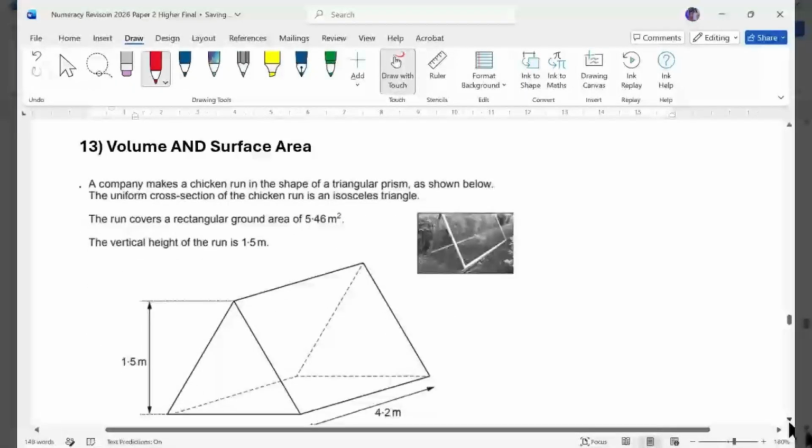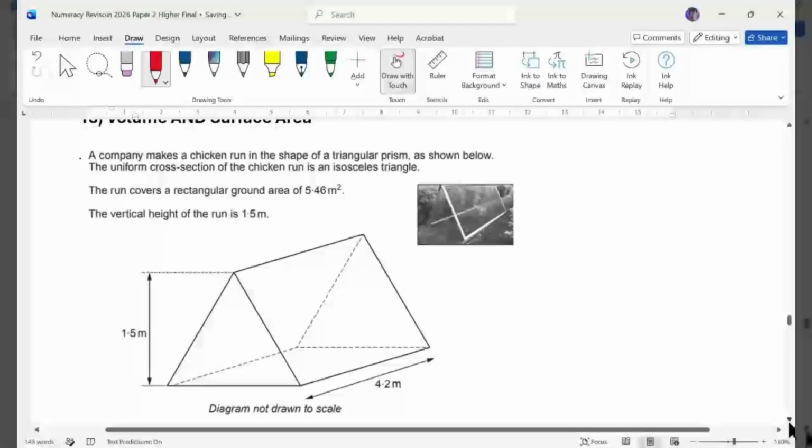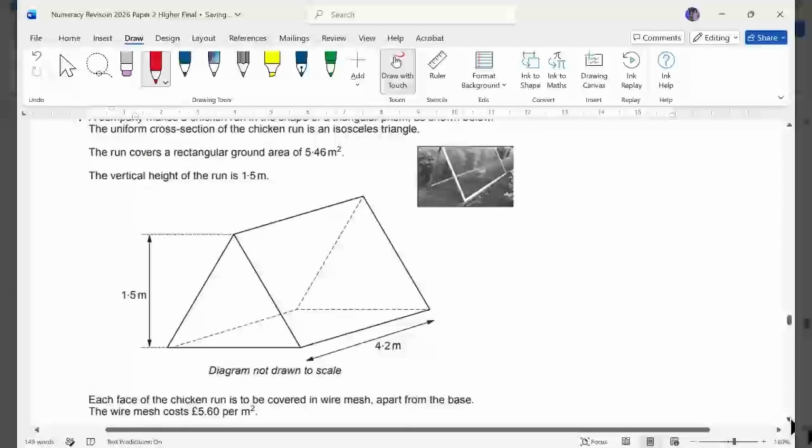Volume and surface area. Let's have a look at this one. A company makes a chicken run in the shape of a triangular prism, as shown below. The uniform cross section of the chicken run is an isosceles triangle. The run covers a rectangular ground area of 5.46. The vertical height of the run is 1.5. I haven't got a question yet, but everything I've been given is on there.